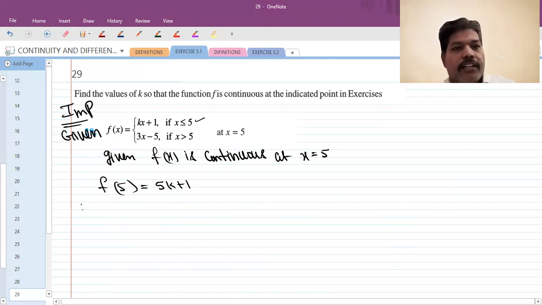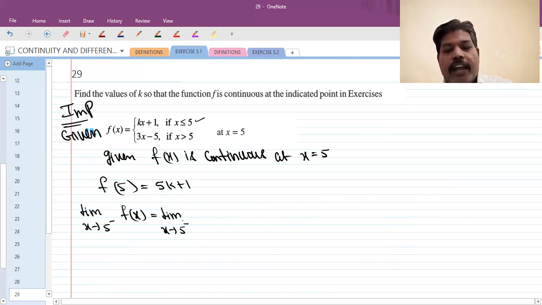Next I will calculate the left hand limit, limit as x extends to 5 minus of f of x. 5 minus means x is less than 5, then the f of x value is kx plus 1. So apply the limit here, students. What happens? It will become 5k plus 1.